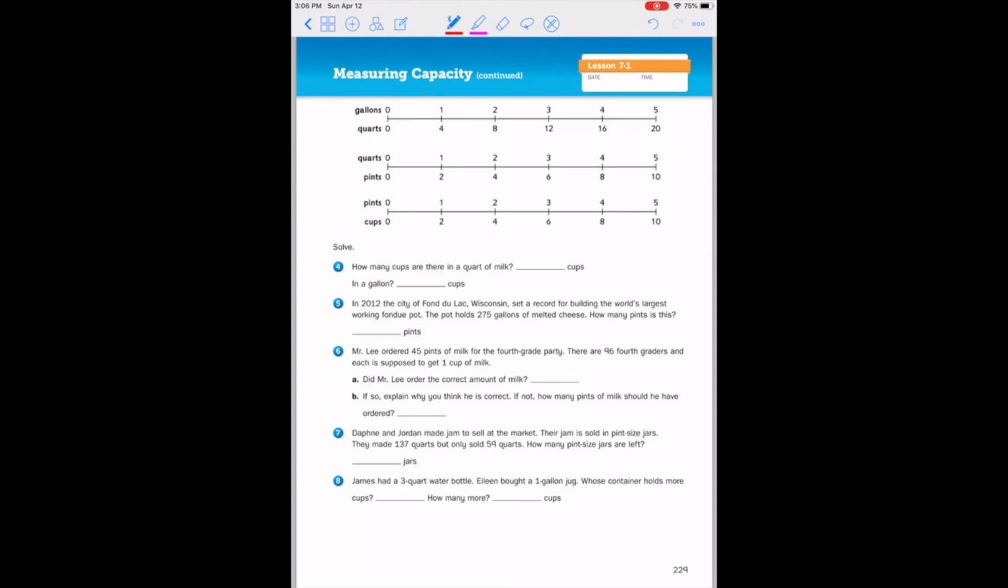So let's look at number 4. How many cups are there in a quart of milk? So like always with any type of word problem, I always recommend you highlighting the information. This is especially important when you are doing conversion, like taking one unit of measurement and going to another one, so you don't get confused. So how many cups are there in 1 quart of milk? So they want you to go from quarts to cups, and they're asking for the answer in cups. So first let's look at the measurement scale that goes from quarts to cups.